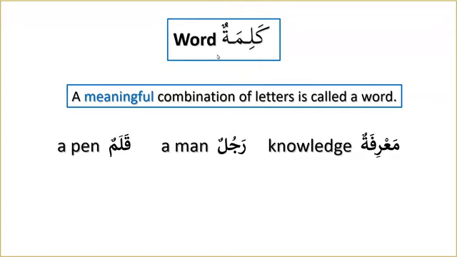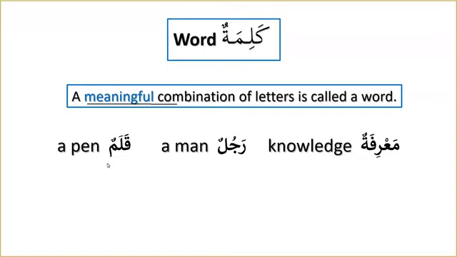So we start from word. It's called kalimatun. A meaningful combination of letters is called a word. Why do we say meaningful combination? Because there can be a combination that is not meaningful. Let's look at the example. In English, we have pen. It's P-E-N. But if we make it E-P-N, it's a combination of letters, but it's not meaningful. Similarly, if we make it N-P-E, it's a combination of letters, but it's not meaningful. So that's why kalima is a meaningful combination of letters.